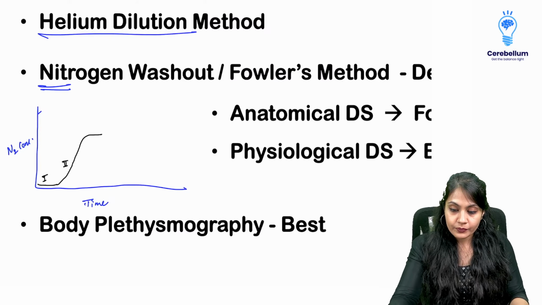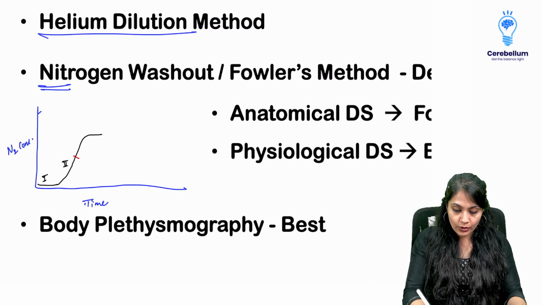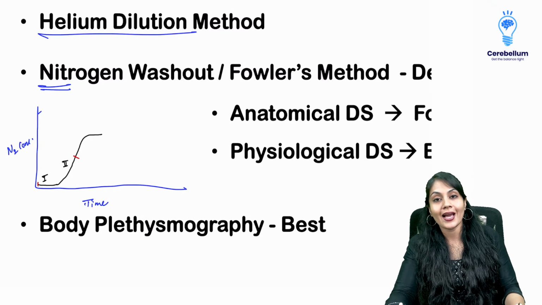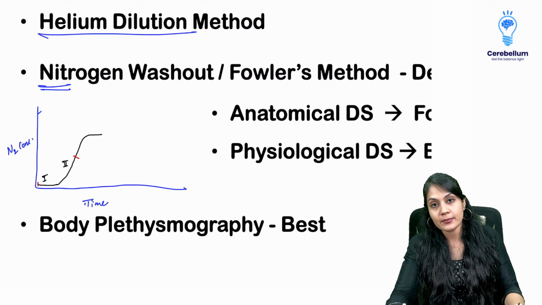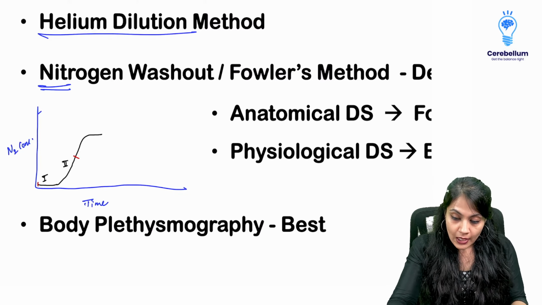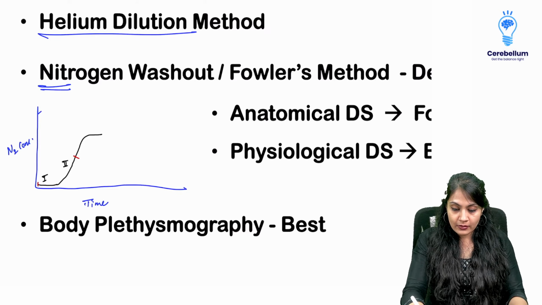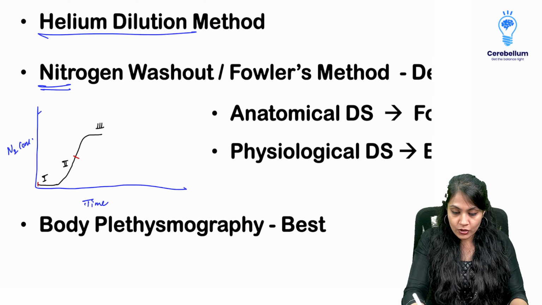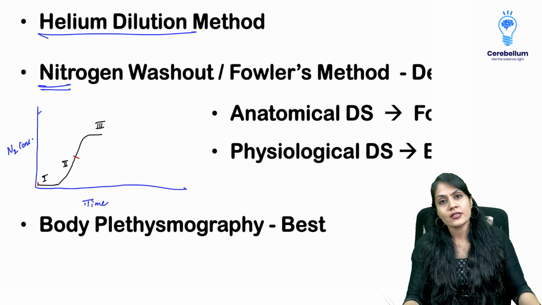So please remember, from here to here, it is known as the anatomical dead space. Anatomical dead space, you can measure it via this. All right. Later on, what happens is, this is the third phase, in which the air starts to come out from all the alveoli.